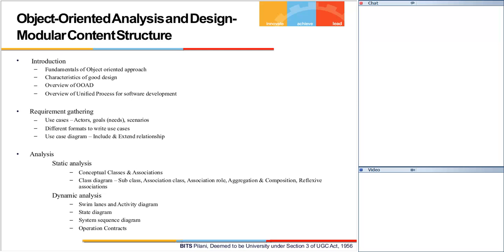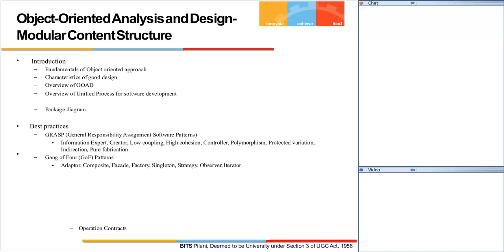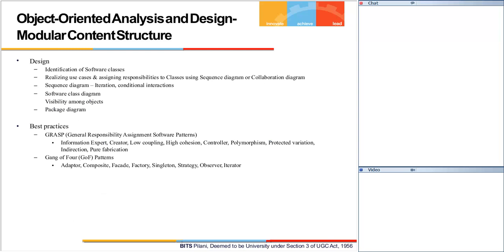Then the subsequent lectures will focus on the various diagrams which can be drawn using the unified modeling language. So effectively, we'll be covering use case diagrams, use case text scenarios, domain models, swim lane and activity diagrams, state diagrams, system sequence diagram, operation contracts, and then in the next half of the course, which would be post mid-semester, we'll move to class diagrams and sequence diagrams. Right, so a bit of UML is there after the mid-semester as well.